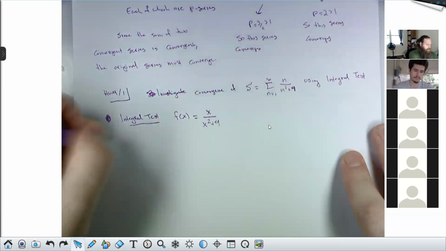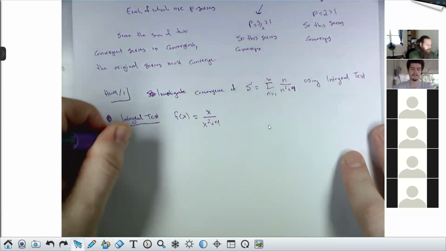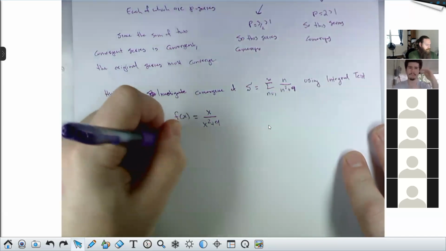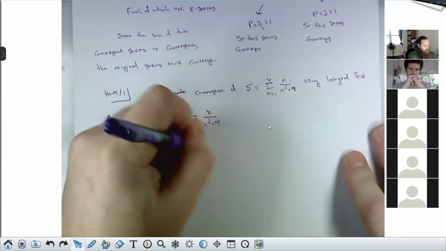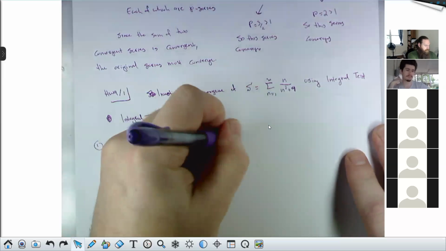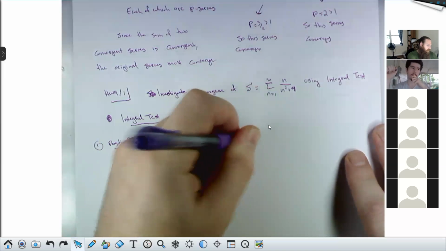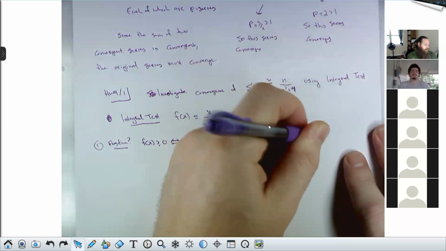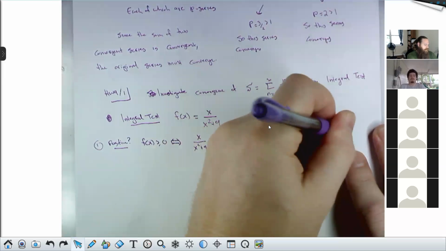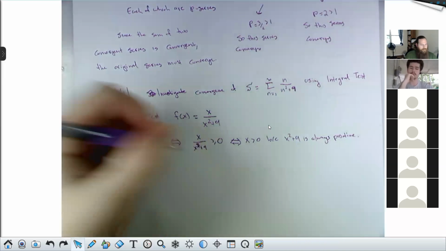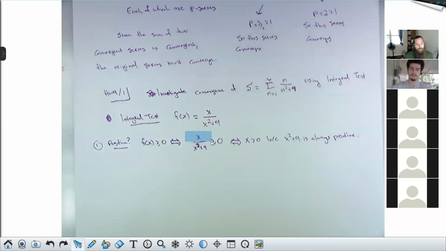So I would say first, is this positive? Well, yeah, f of x is greater than or equal to 0 if and only if x over x squared plus 9 is greater than or equal to 0. And this is true if and only if x is greater than 0, because the bottom, x squared plus 9, is always positive. All right? So if the bottom is always positive, then this fraction is positive if and only if the top is positive. Everybody understand that logic?